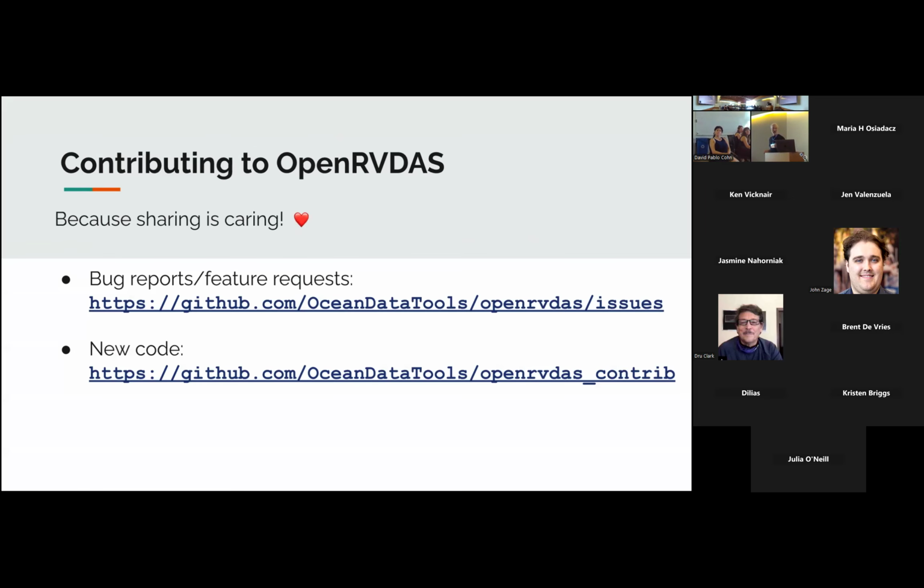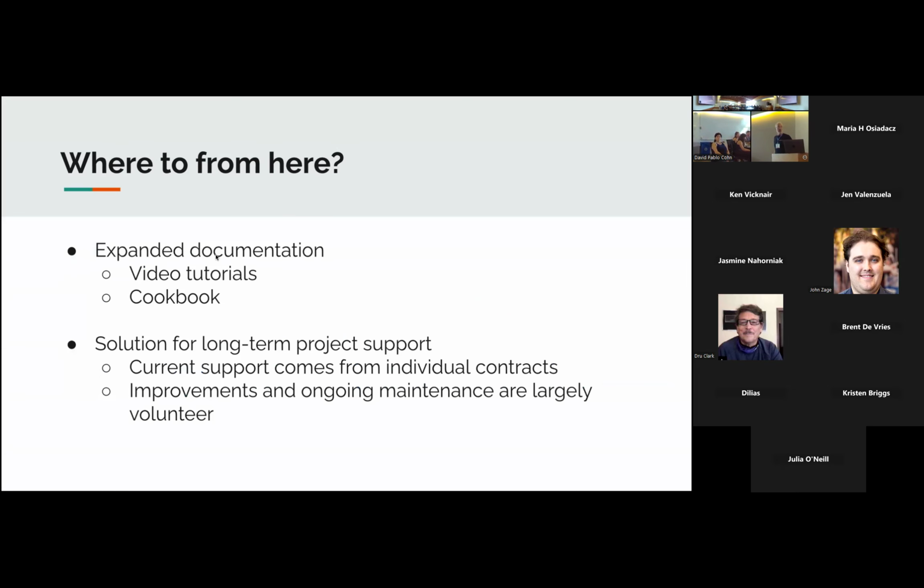Contributing. This is the obligatory slide. It says bug reports if you're using OpenRVDAS, file issues, new code contributions. Something I didn't put on here is we have a Discord. Most of the community, we like communicating with folks via the Discord. Ping me, I'll get you a link to it. It's a fairly active discussion. Request features, ask questions.